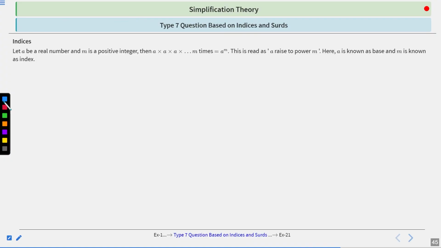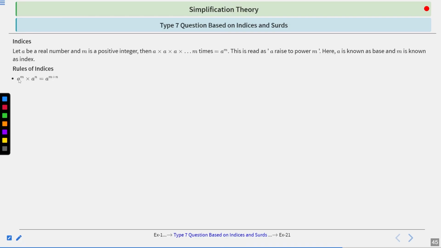Let A be a real number and M is a positive integer. Then A into A into A M times equals A to the power of M. We can say that this is read as A raised to power M. Here A is known as base and M is known as index. Next. Now rules of indices.